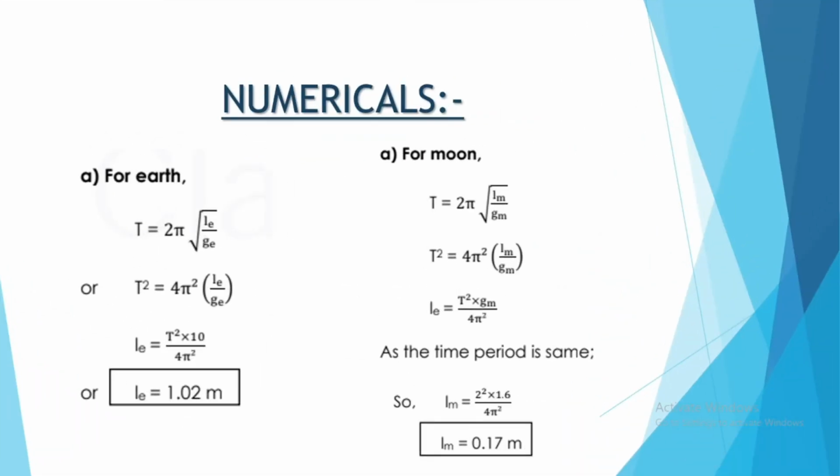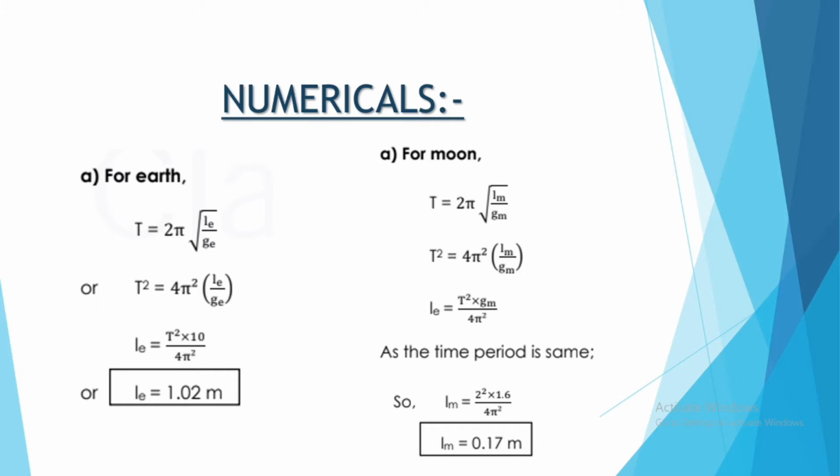So for Earth we'll use the formula T is equal to 2 pi under root L of Earth upon G of Earth. T square is equal to 4 pi square L of Earth upon G of Earth. Length of Earth is equal to T square into 10 upon 4 pi square, and the answer is 1.02 meters.